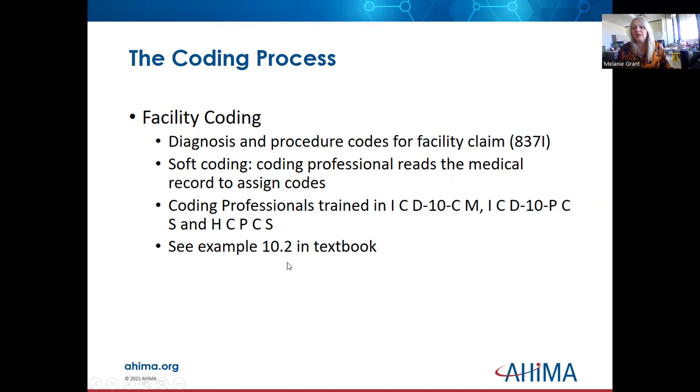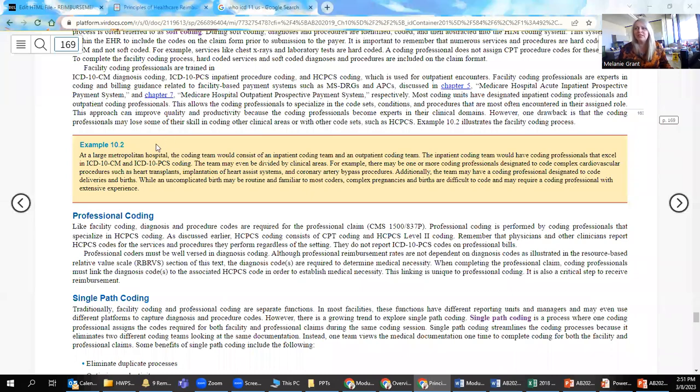And we do have an example here in our textbook, which I'll pull up here. So in our textbook, we can see example 10.2, which we'll read together. A large metropolitan hospital with a coding team would consist of an inpatient coding team and an outpatient coding team. The inpatient coding team will have coding professionals excelling in ICD-10-CM and ICD-10-PCS while the team may be divided further even by clinical areas. For example, there may be one or more professionals designated to code complex cardiovascular procedures such as heart transplants, implementation of heart assist systems, and coronary artery bypass procedures, also known as a CABG.